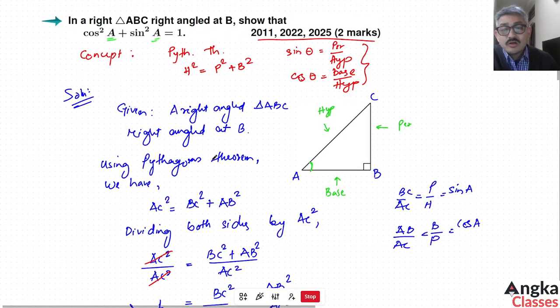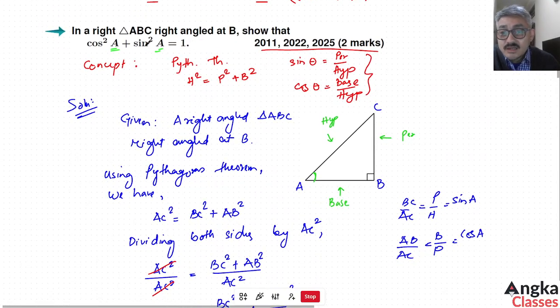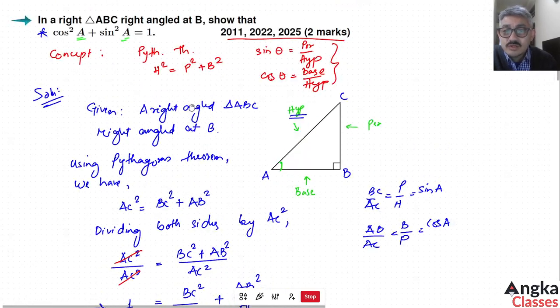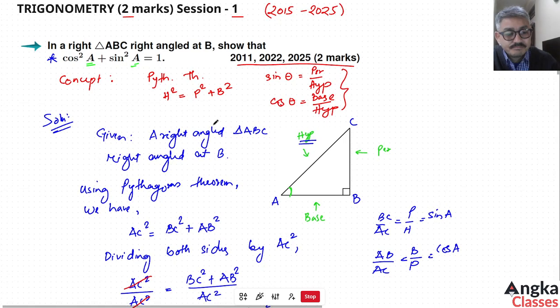So for any identity proof question like this, we divide by the hypotenuse. Please remember, divide by the hypotenuse, and then solve the question.